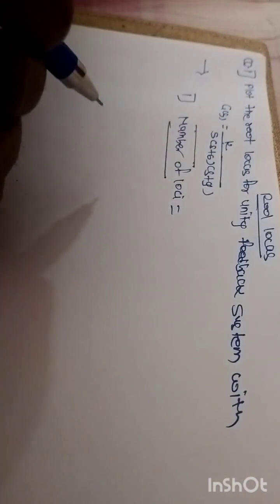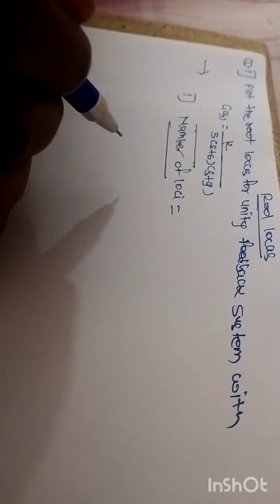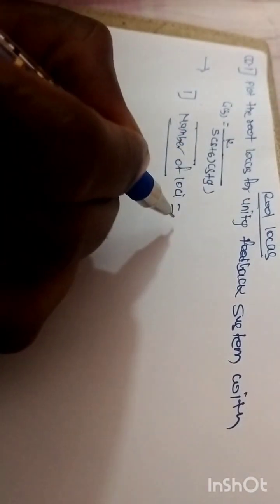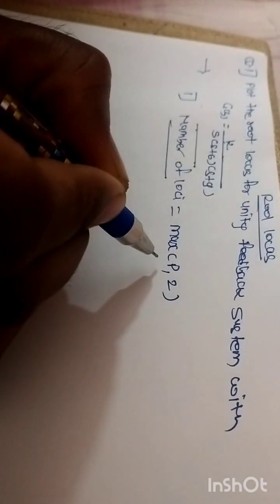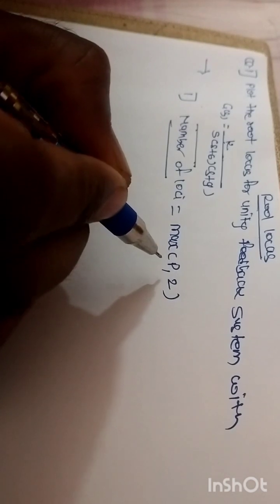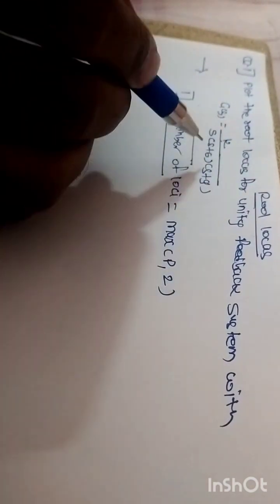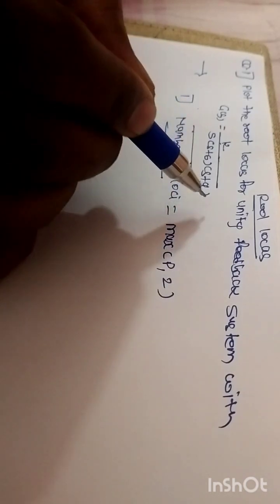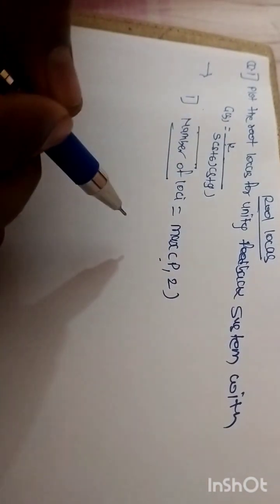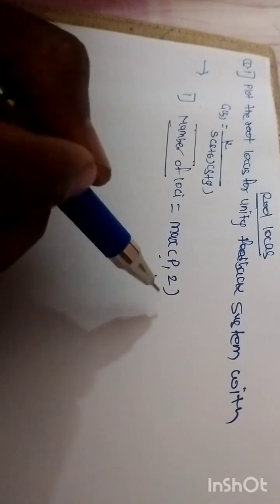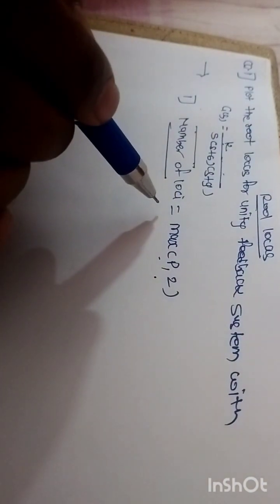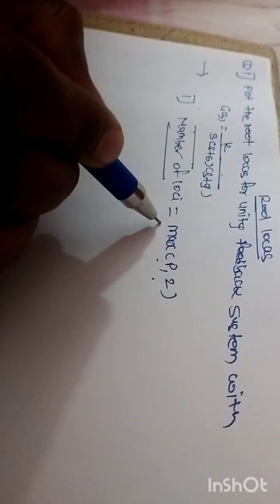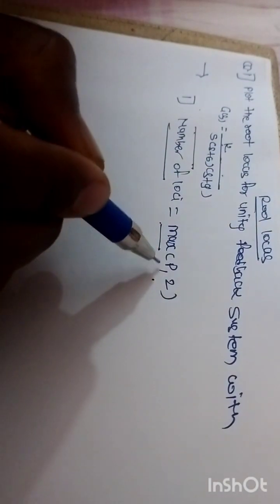We need to understand that the number of loci always equals the maximum number of either poles or zeros. P indicates the number of desired frequencies at which the denominator is equated to 0, that is a pole, and a zero is the desired frequency at which the numerator value is equated to 0. So the number of loci equals the maximum number of either poles or zeros.